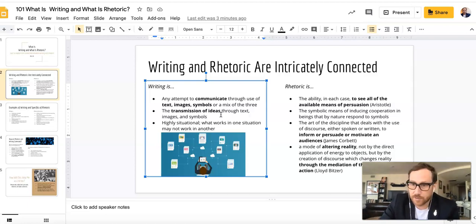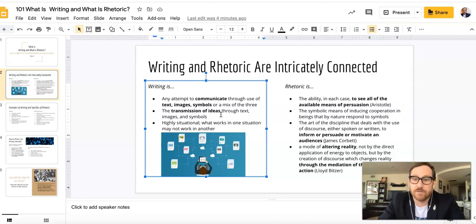Rhetoric is probably a term you're less familiar with. Probably the most famous definition is Aristotle's: to see all available means of persuasion. Rhetoric is focused on persuading or convincing audiences, and there are a lot of different ways to do that and to be effective in doing that. These are the available means of persuading audiences.